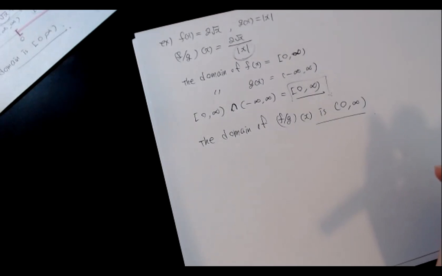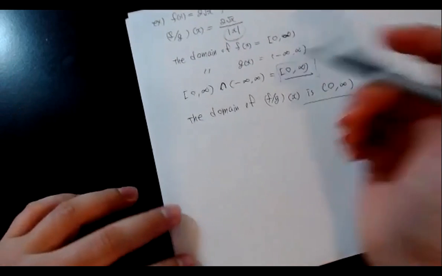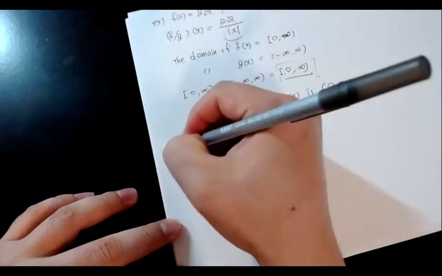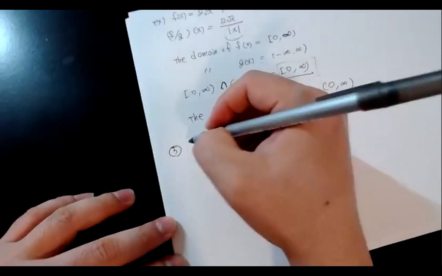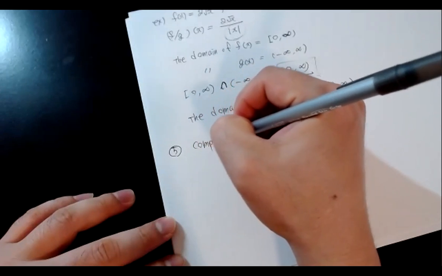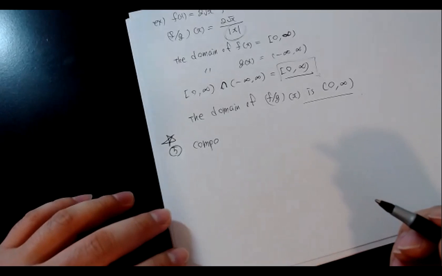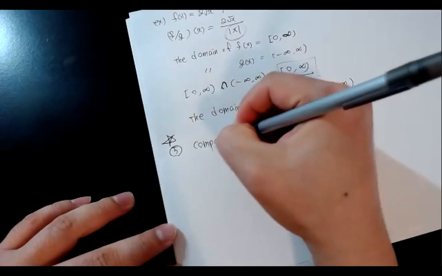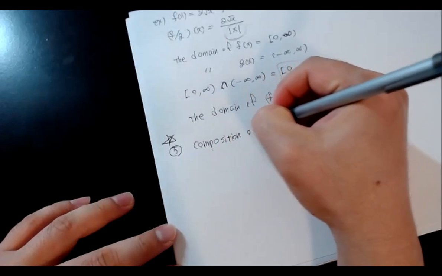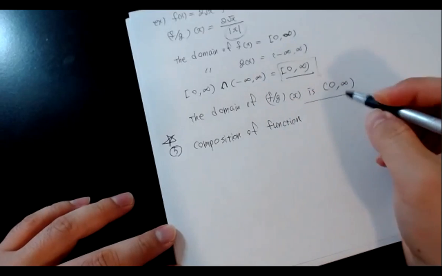Now, next one is 2.4, the composition. Yeah, this is quite complicated. Okay, and this is actually the main objective of 2.4. Okay, composition of functions.